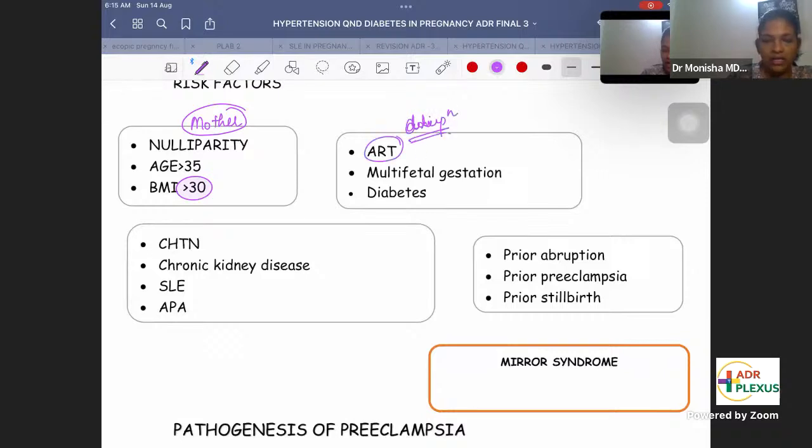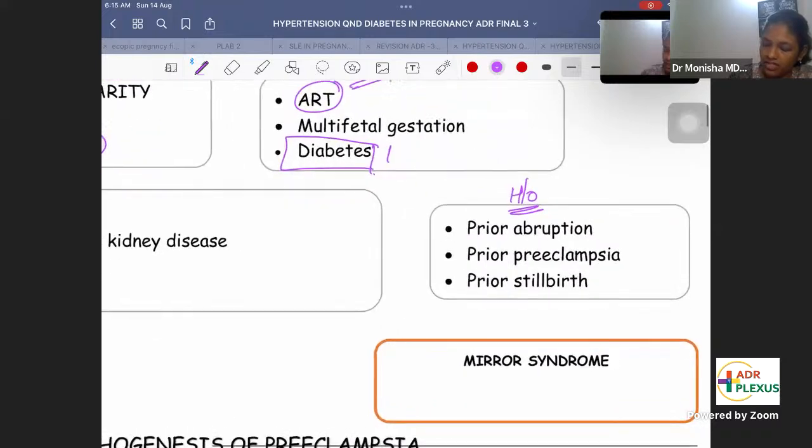Remember, it is the ARTs and multiple gestations. Another condition, diabetes, is also very high risk for the development of preeclampsia, where there is also involvement of the placental vessels. So diabetic mothers will have an increased chance of developing preeclampsia. What are the other things? A prior history of abruption, previous history of preeclampsia in a previous pregnancy, or prior stillbirth, all these are other risk factors.